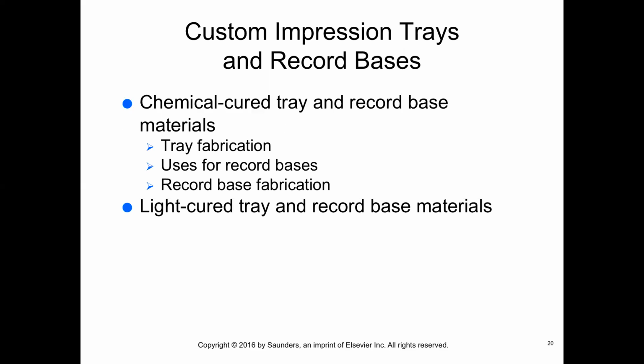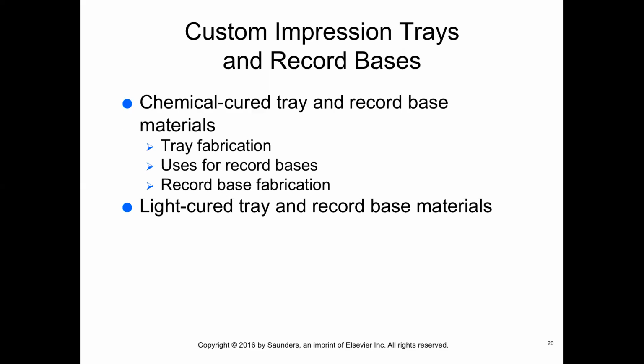Similar to other chemical cured acrylics, custom tray materials are supplied as a powder and a liquid. The powder and the liquid are mixed, and when the mixture reaches the dough stage, the material is adapted over the tissue portion of the cast by hand to a uniform thickness.